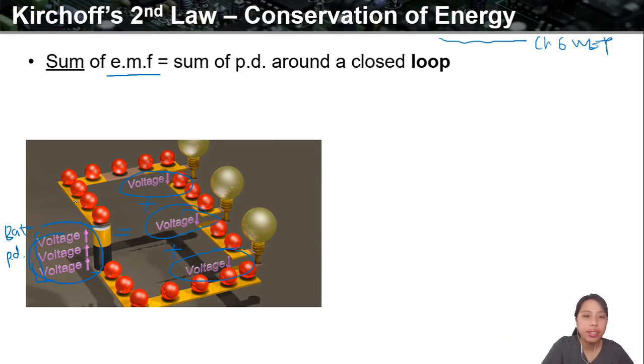So let's say your battery has internal resistance. Add another resistor that represents that internal resistance. So just look at the EMF. Sum of EMF equals sum of PD around a closed loop. Just now we talked about junctions. Now we're looking at loops.